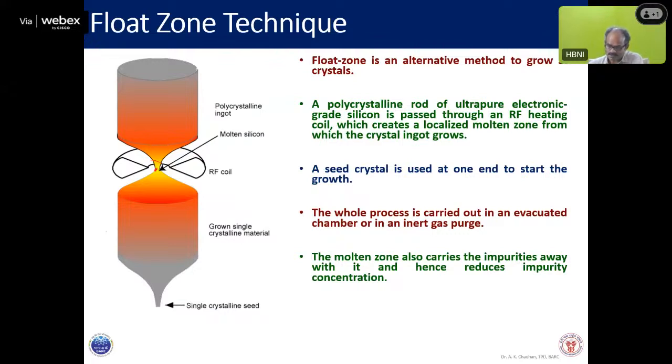The whole process is carried out in an evacuated chamber or in an inert gas purge. The molten zone also carries the impurities away with it, as we saw in the earlier method, in which in a horizontal boat we were doing the same thing, and therefore it reduces the impurity concentration. The size of the crystal is smaller as compared to the Czochralski grown crystal.